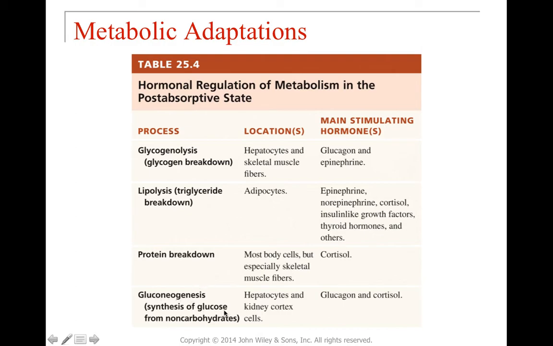Gluconeogenesis is when we are making glucose from something that's not a carbohydrate source in the first place, so not from glycogen. And that happens in the hepatocytes and in the kidney. So basically in the liver and the kidney, that's regulated by glucagon and cortisol.